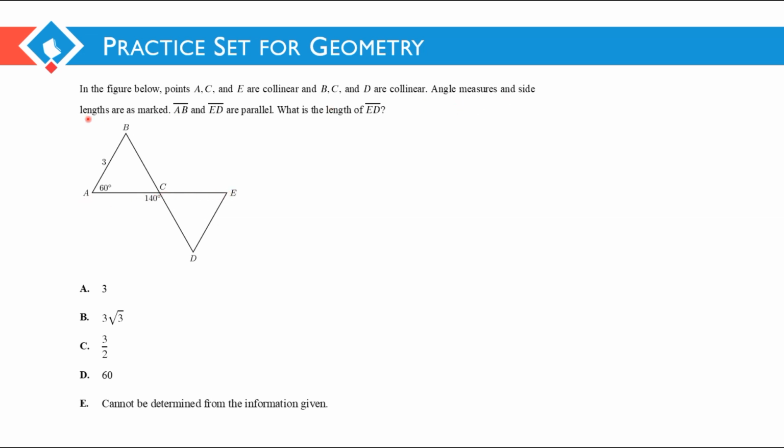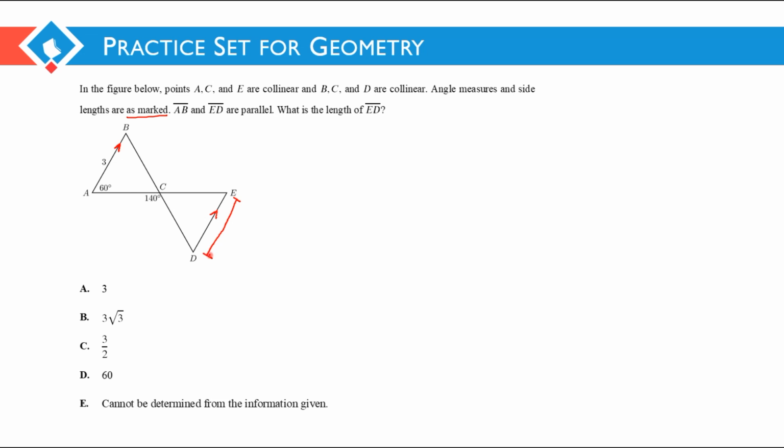Angle measures and side lengths are as marked. So we have to use the ones that are given over here. And it tells us that AB and ED are parallel. So AB and ED are parallel. Let's go ahead and indicate that right over here. And then it asks us, what is the length of ED? So it's asking us for the length of this side right over here. We want to know what that side length is.